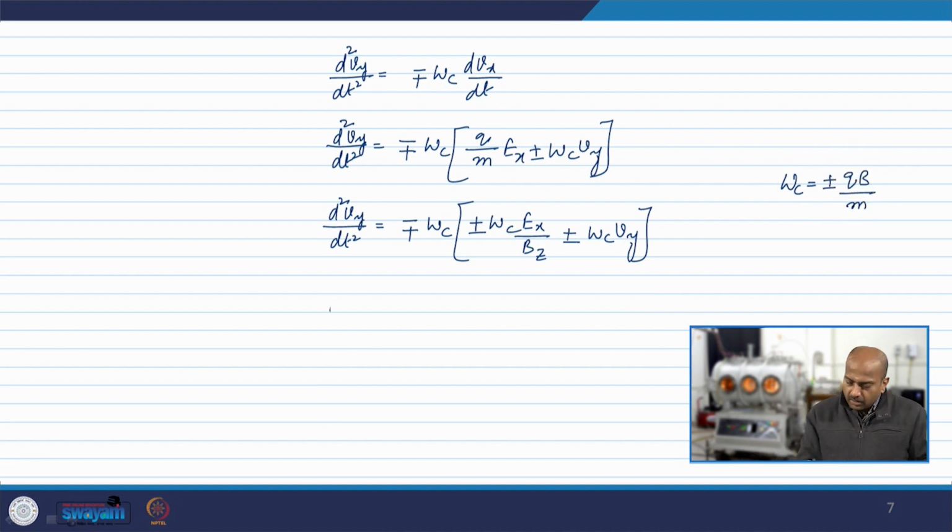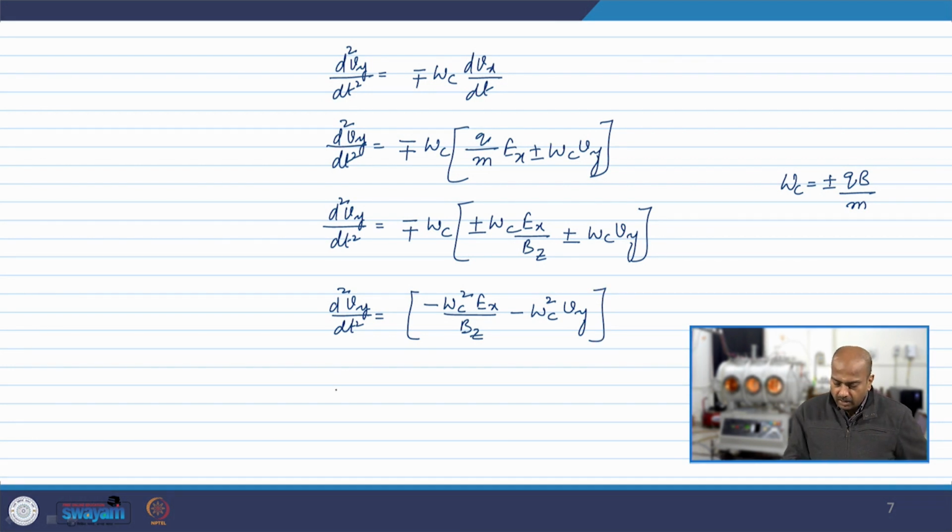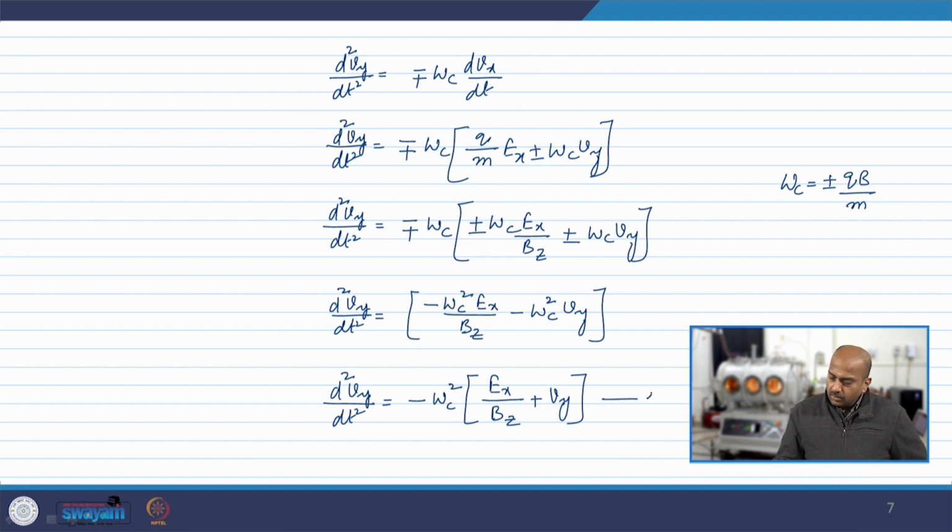We can simplify it as d square Vy by dt square is plus minus omega c goes inside, plus minus into minus plus will become minus, which is minus omega c square Ex by Bz minus omega c square Vy, or we can write it as d square Vy by dt square is minus omega c square times Ex by Bz plus Vy. Right, let us say we call this equation number 1.